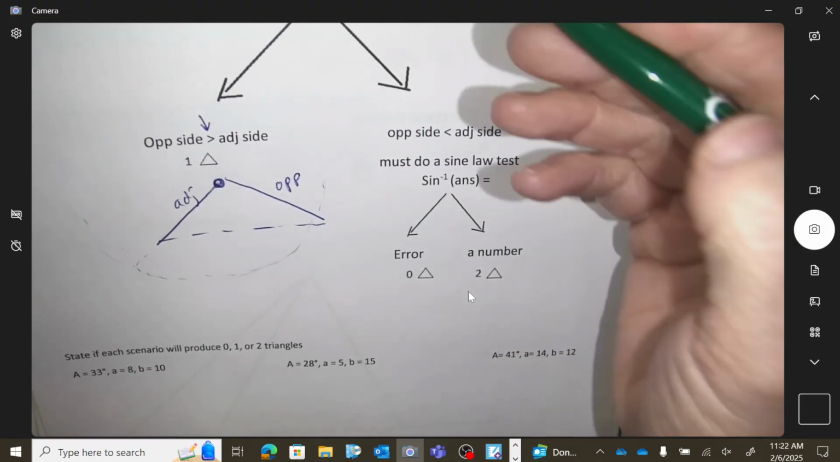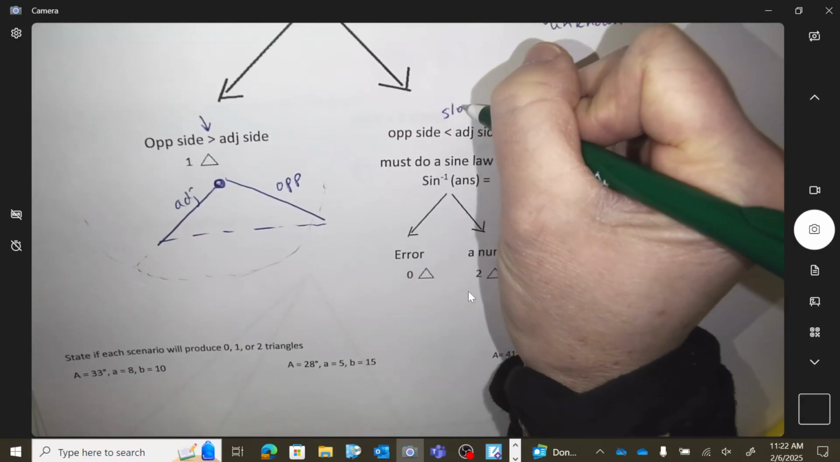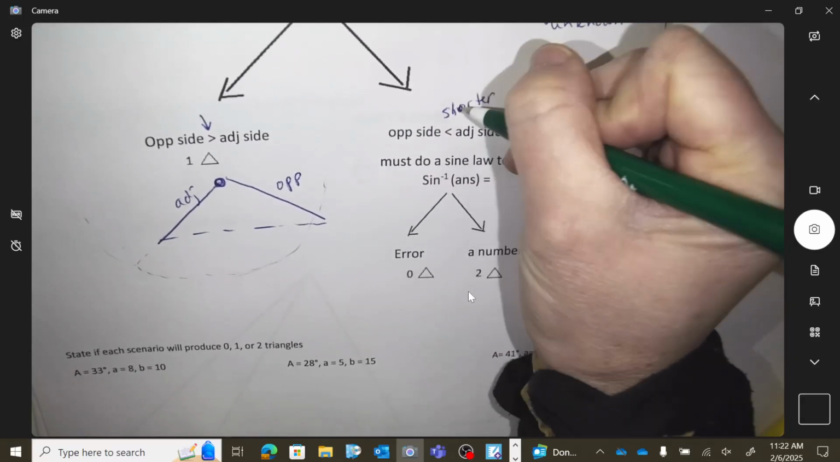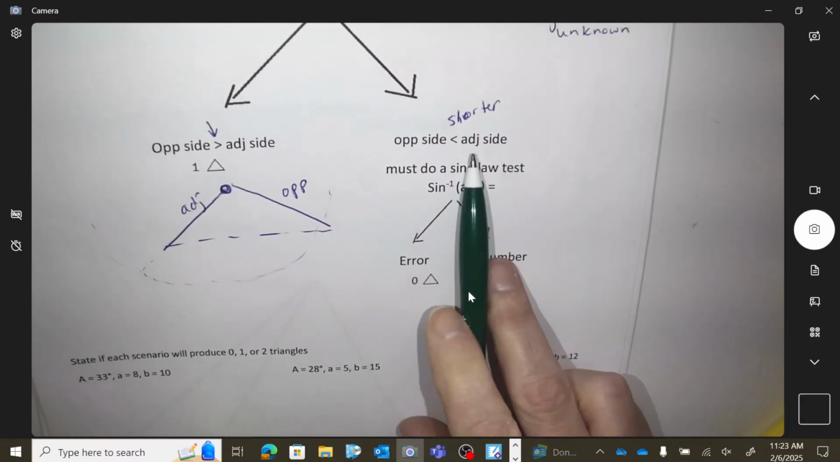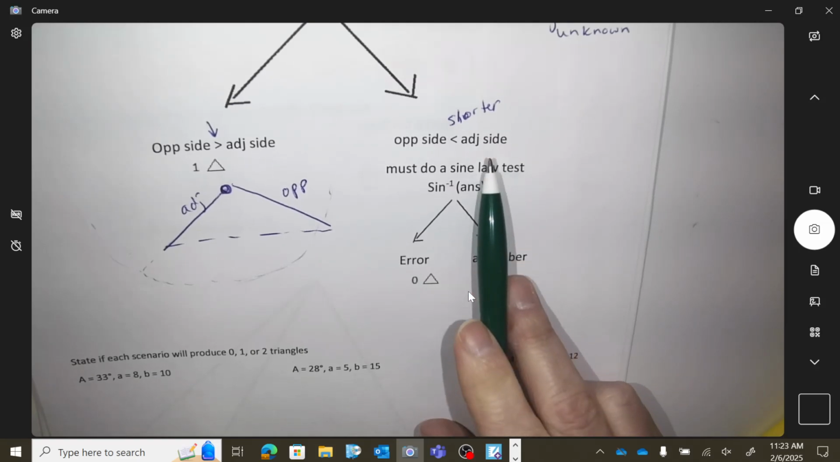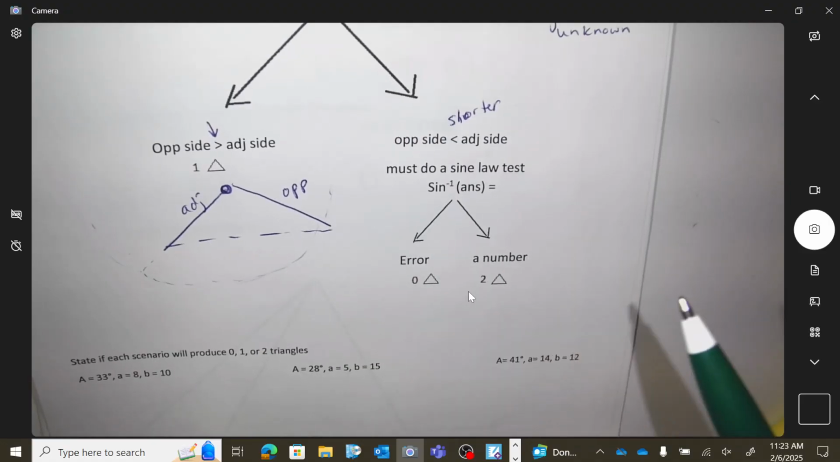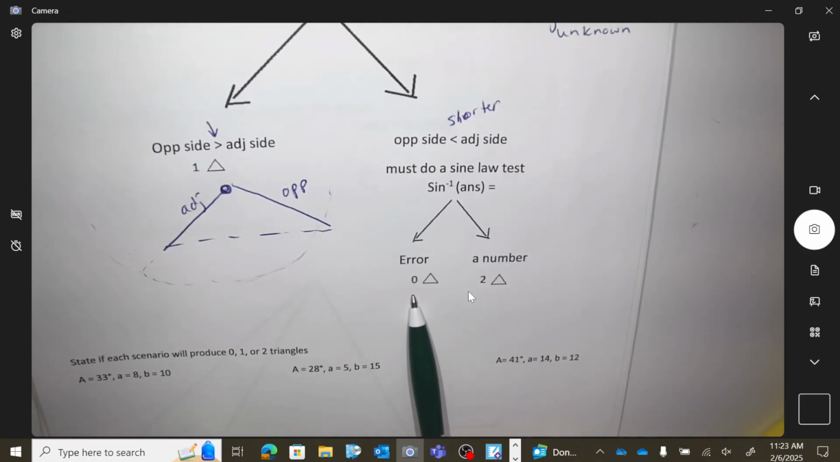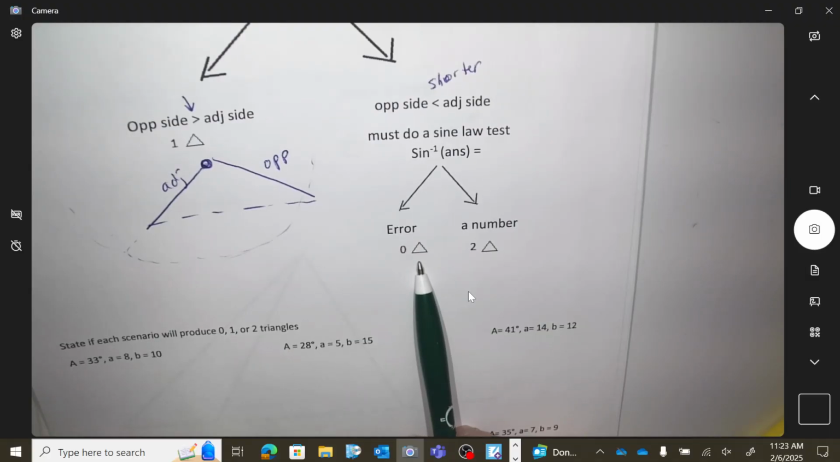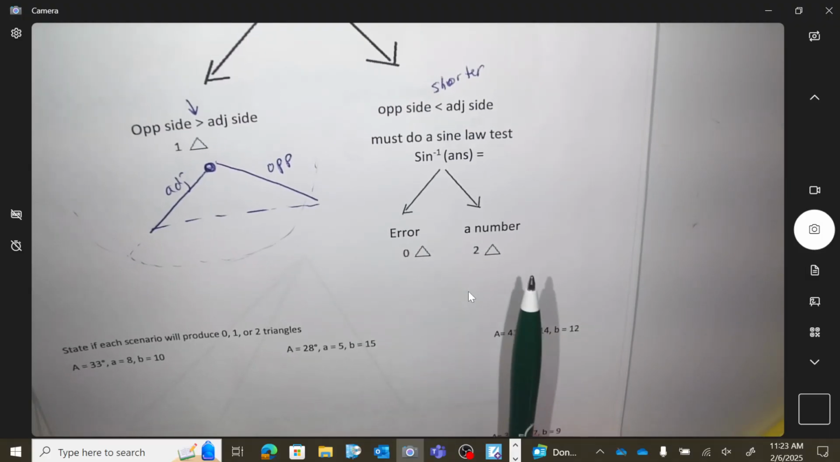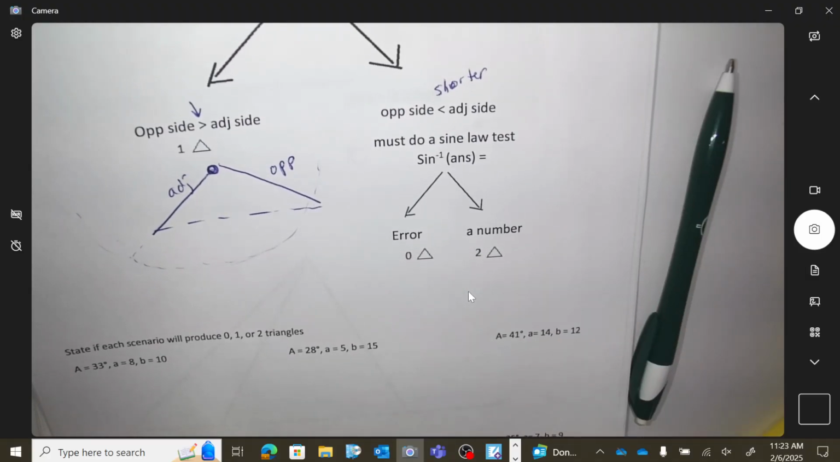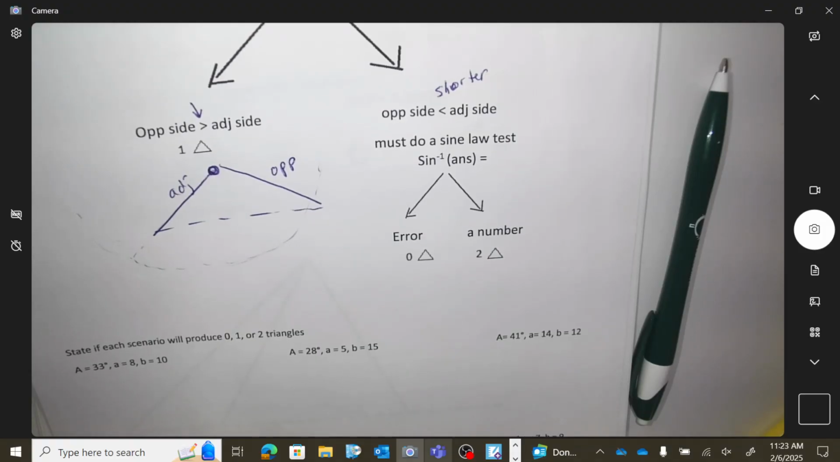Okay, so now if the opposite side is shorter, if the opposite side is smaller than the adjacent, you have to do a sine law test. Two scenarios could happen. You could make an error in your calculator, and if there's an error, then you're not going to have any triangles, and if there's a number, you're going to have two triangles. So what does that look like?